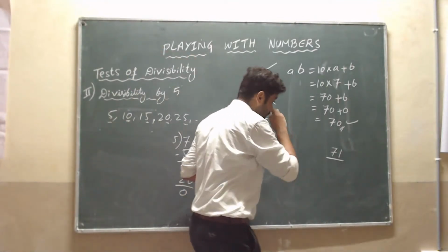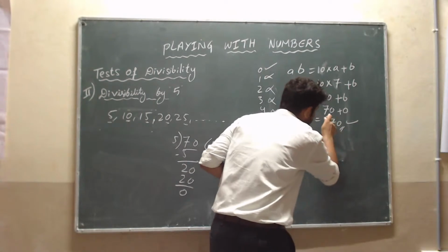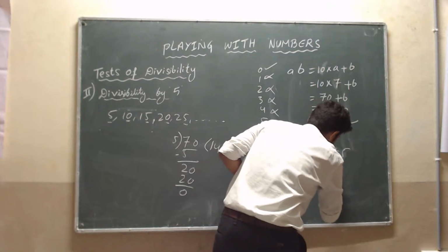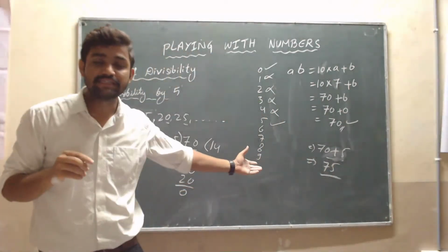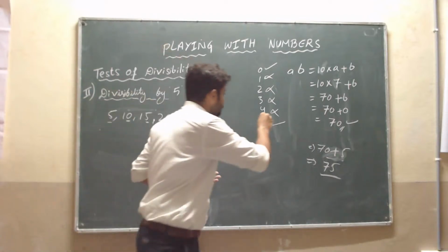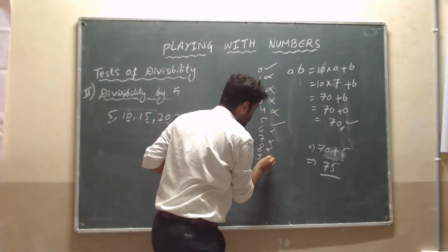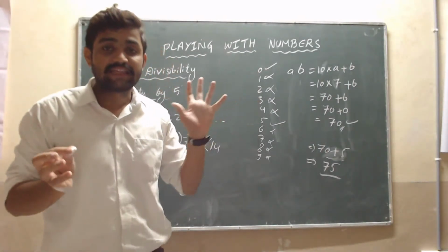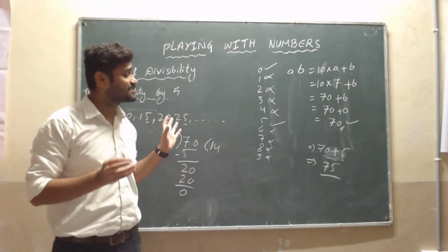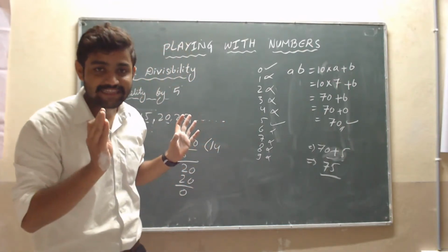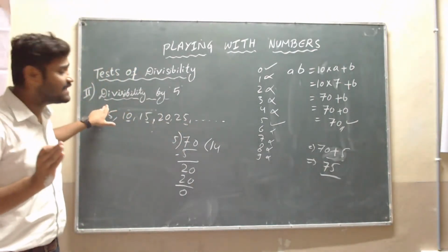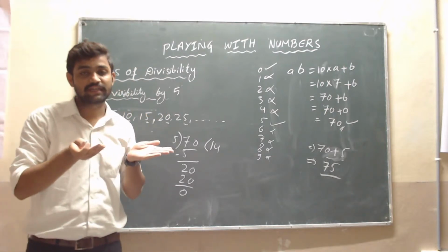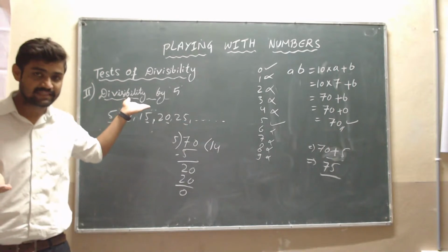Then put 5. What will it become? That is 70 plus 5, that is 75. Yes, we can say that 75 is easily divisible by 5. Then only two possibilities are there, that is 0 or 5. The number whose one's place is 0 or 5 can be easily divisible by 5. Understood? Next point.